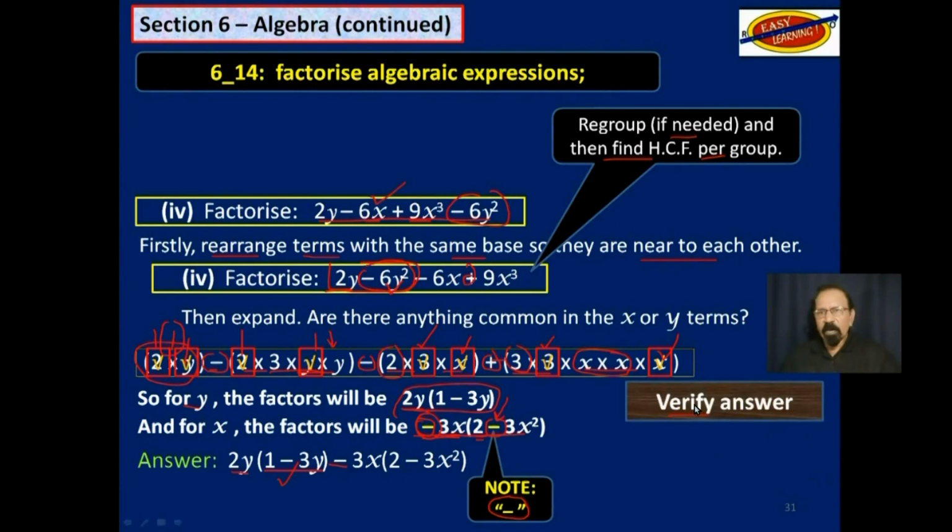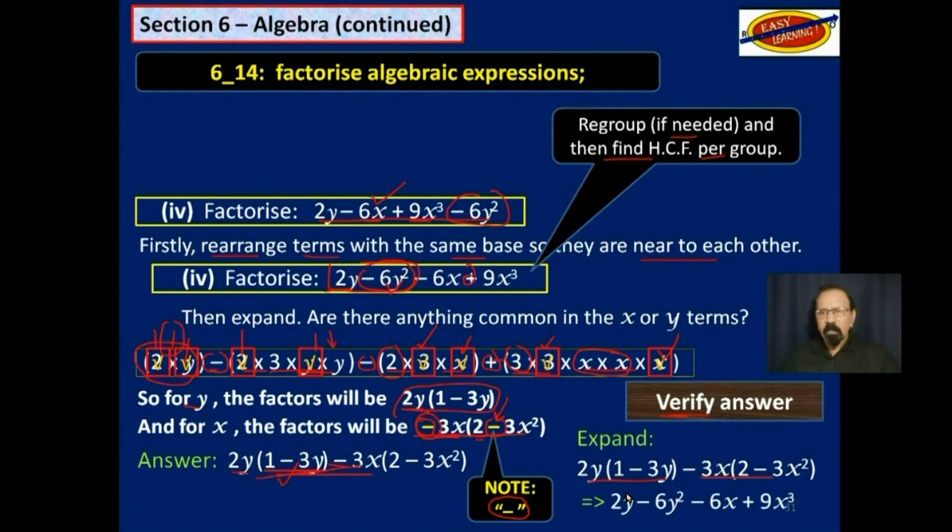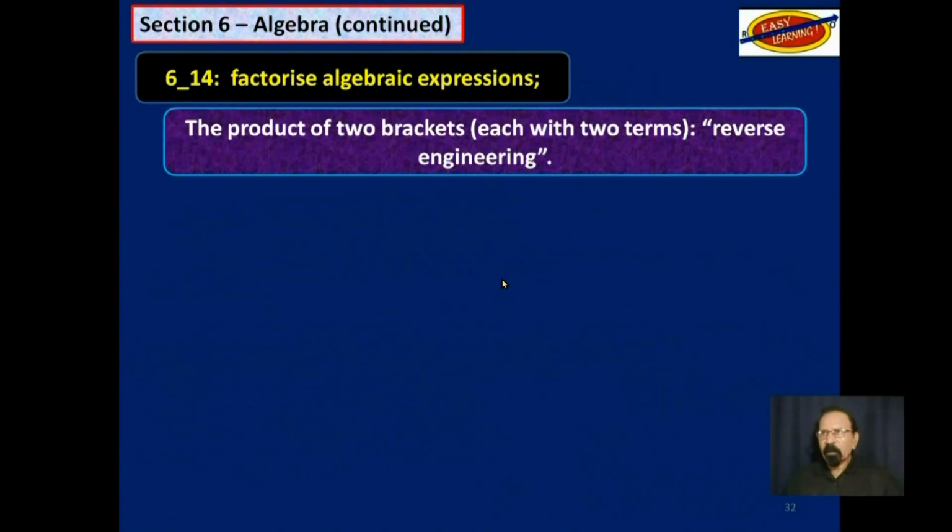We can verify our answer by expanding this. If you expand this and then you expand that, what do you get? You get 2y minus 6y squared minus 6x plus 9x cubed. Now let's do some reverse engineering here.